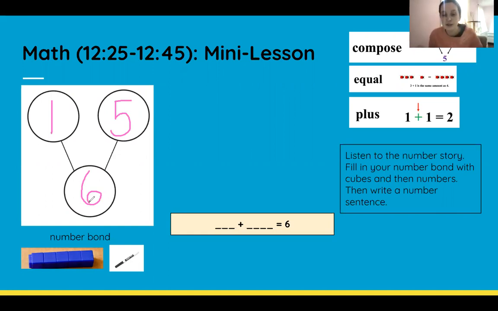The last step is to write a number sentence. Something and something make 6. Take a minute to write that on your boards and then see if you get the same thing as me. Make sure that it matches your number bond.